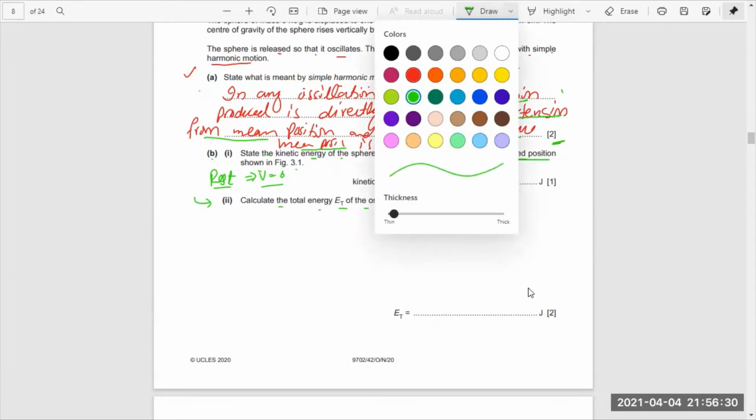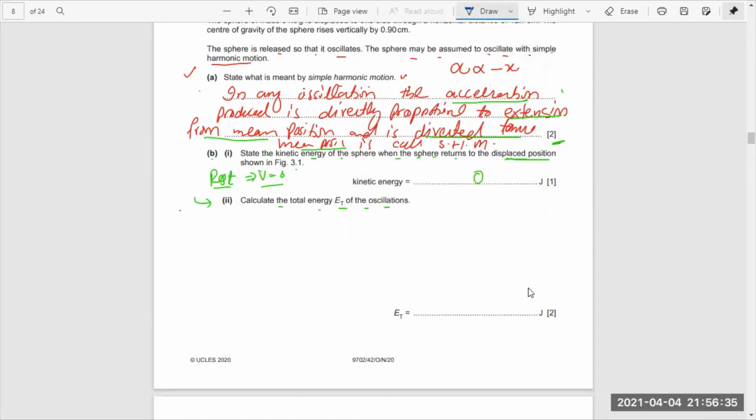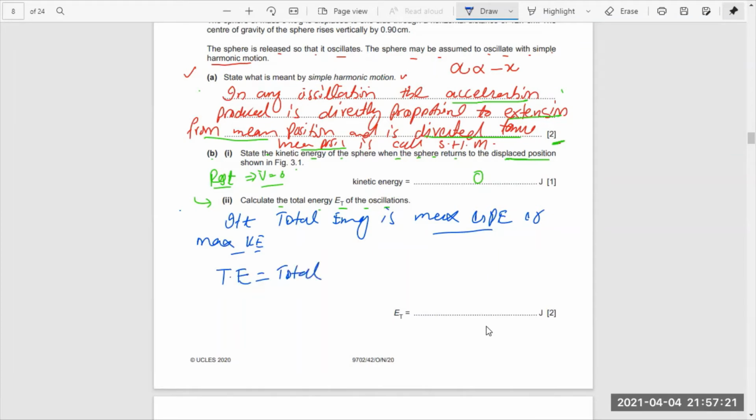So we have to go for the total energy of the oscillations, which is called ET, or any symbol can be used for the total energy. Definitely ET is its maximum potential energy, or the maximum kinetic energy. We can easily get the maximum GPE because we are given the height and the mass. We do not have the information about the velocity. So it is better to go for the maximum; it is better to use the word maximum over here. So I should write maximum EP, which equals mg del h or mgh.